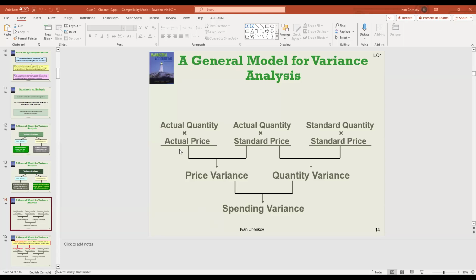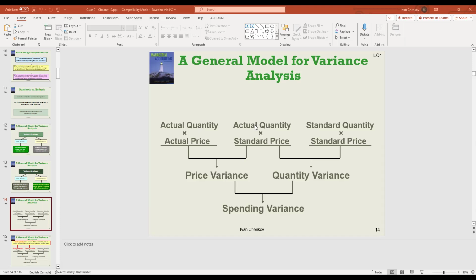So again, on one side, we're going to have actual quantity times actual price. On the other side, we're going to have standard quantity times standard price. In order to eliminate the price and see the effect of the change in the quantity, we're going to state the price in the same reality, standard, and we're going to see the effect of changing the quantity from the standard to the actual, and that will be our quantity variance.